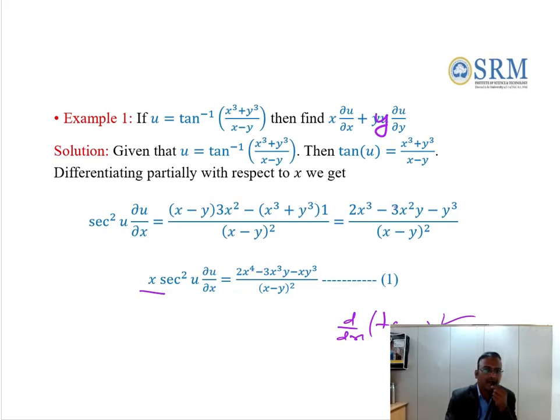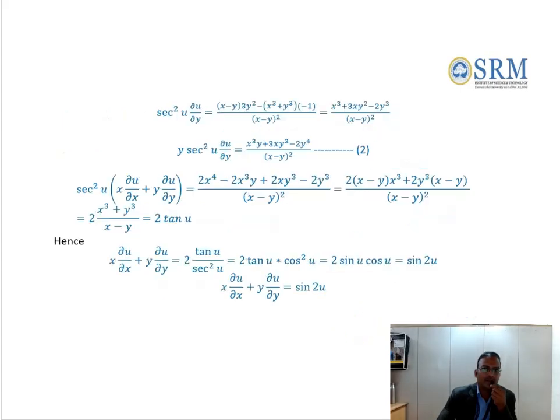You just multiply it by x. See, therefore 2x to the power 4 and then 3x cubed y minus x y cubed, the whole divided by (x minus y) the whole squared. Similarly, you differentiate tan u with respect to y, then you will get sec squared u into ∂u/∂y equals (x minus y) into (3y squared minus x cubed plus y cubed) into minus 1, divided by (x minus y) the whole squared.